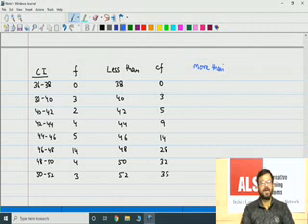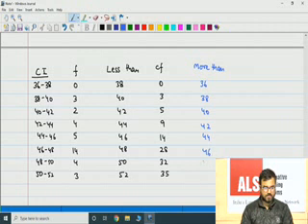Now, when we write the more than type, we have to take the lower limit. So, here instead of this 36 to 38, the upper limit is 38, the lower limit is 36. So, we will take more than 36, more than 36, 38, 40, 42, 44, 46, 48 and 50.